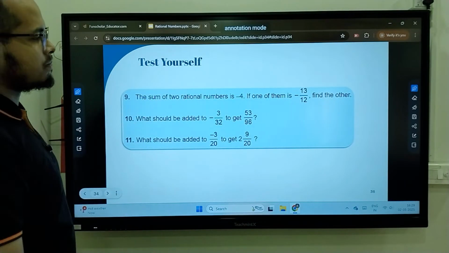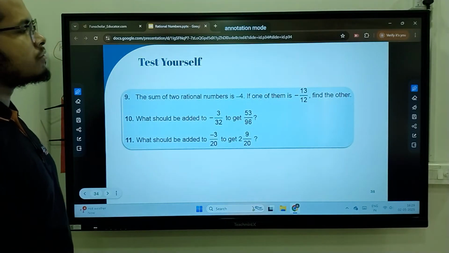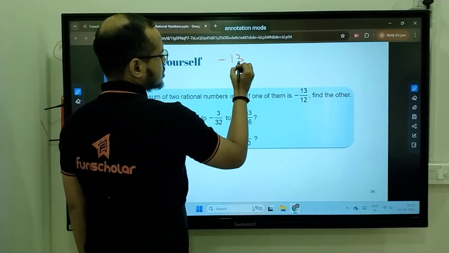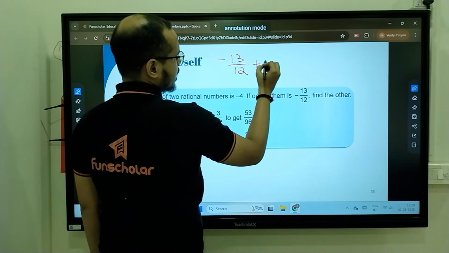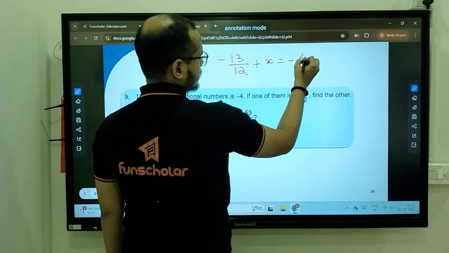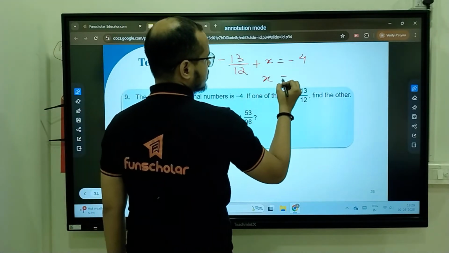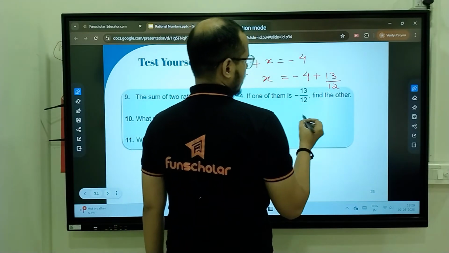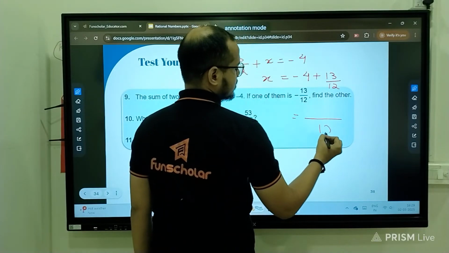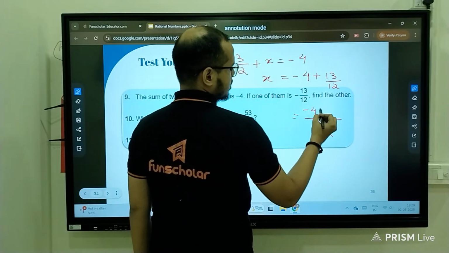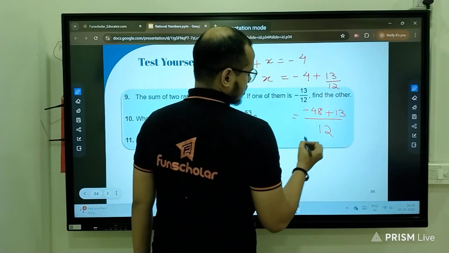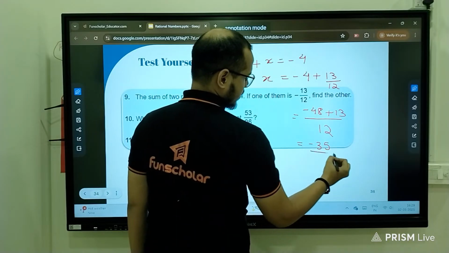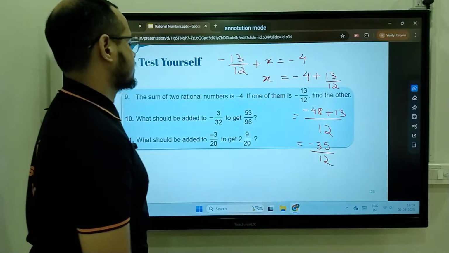So the sum of two rational numbers is minus 4. If one of them is minus 13 by 12, find the other. So minus 13 by 12 plus something will give us minus 4. So x is equal to minus 4 plus 13 by 12, which will give us 12 as the LCM. So 12 fours are minus 48 plus 13, minus 35 by 12. Okay, done.